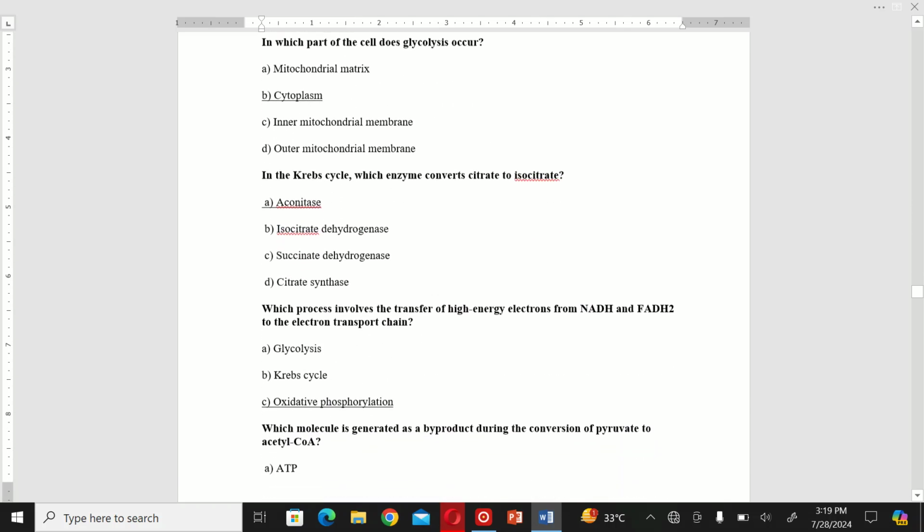The next MCQ: in which part of the cell does glycolysis occur? A. Mitochondrial matrix, B. Cytoplasm, C. Mitochondrial membrane, D. Outer mitochondrial membrane. So the correct option is B.